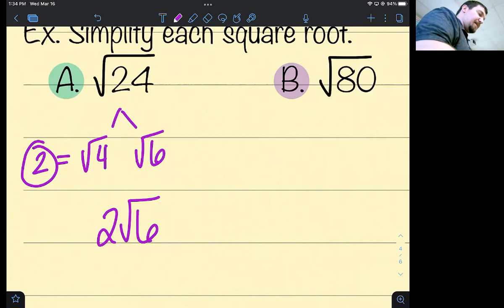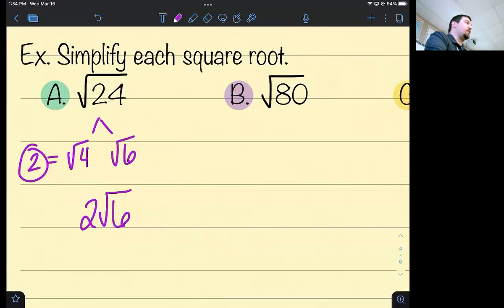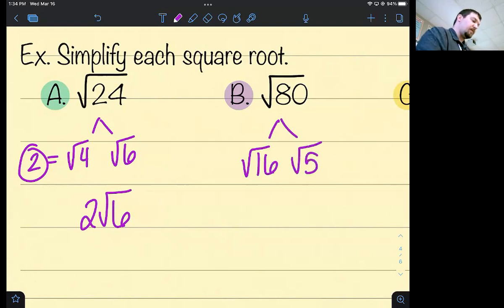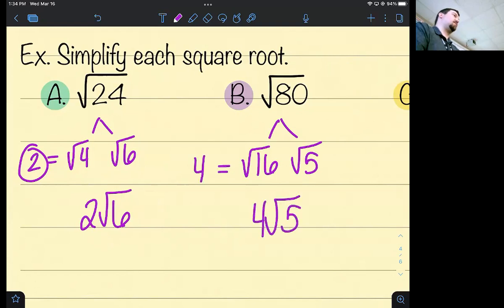All right, example B. Is there a perfect square that goes into 80? Jimmy, what is it? Yes, 16 is a perfect square that goes into 80. Jimmy, how many times does it go into 80? That's right. Jimmy, you said 16 goes in. What is the square root of 16? 4. So this is going to be 4 times square root 5. That's what you would simplify to.